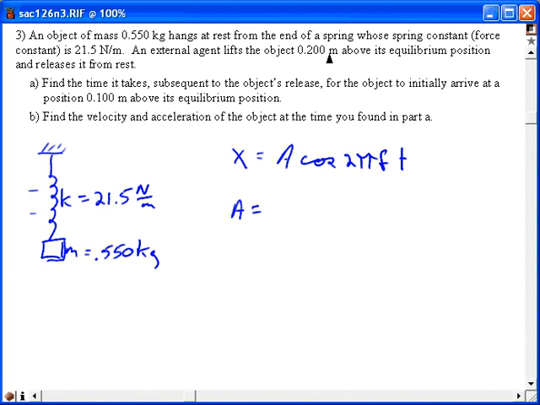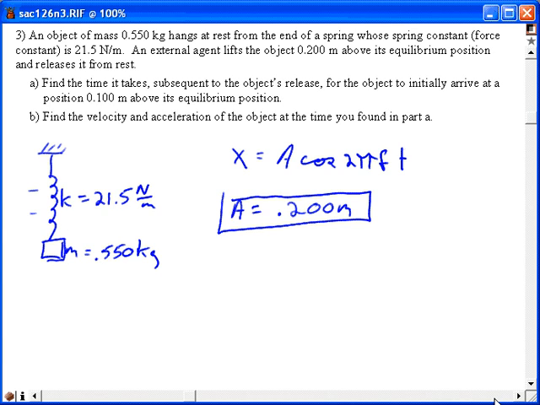Alright, A is pretty easy to get. The person lifts it up 0.2 meters. That's going to be the maximum displacement from the equilibrium position. So by inspection, A is just 0.200 meters. Now, the frequency, and hence 2 pi f, is going to depend on how stiff the spring is and how big the mass is.